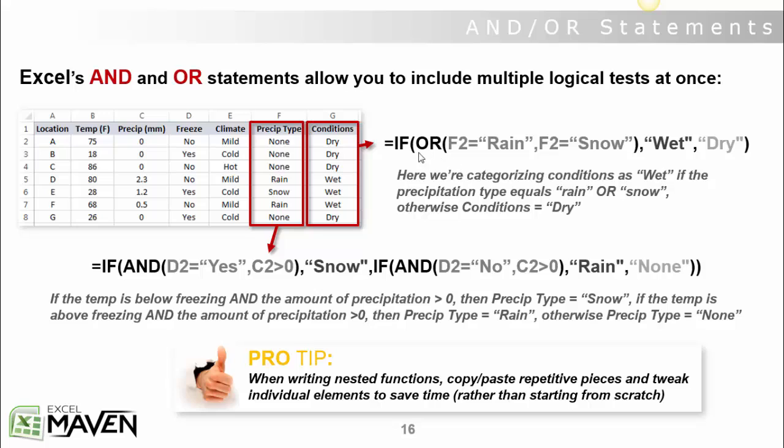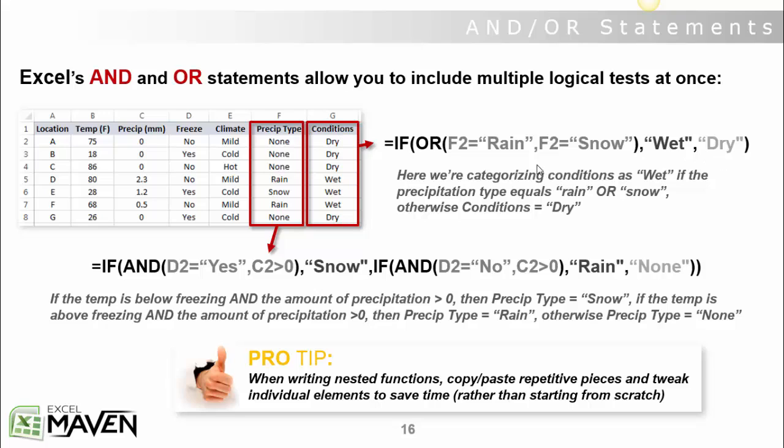So in this or statement, we're saying if or, and then listing our two conditions. Basically, this is saying if either one of these is true, then we're going to return the value of true, which is wet. So if the precipitation type equals rain or it equals snow, then conditions are wet. And then again, your catch-all value if false is going to be dry.